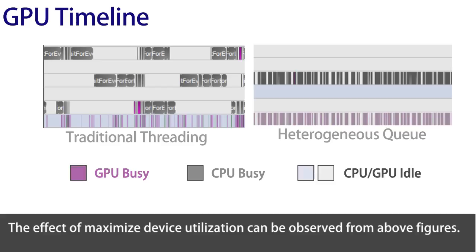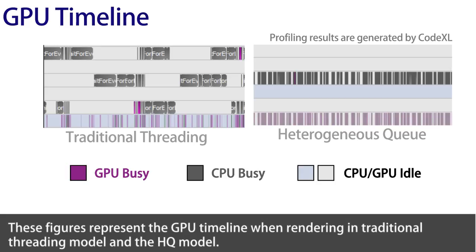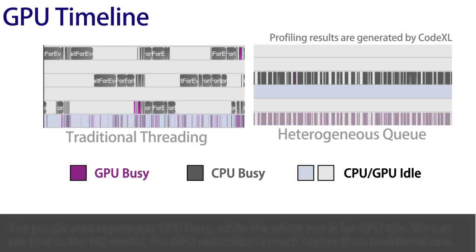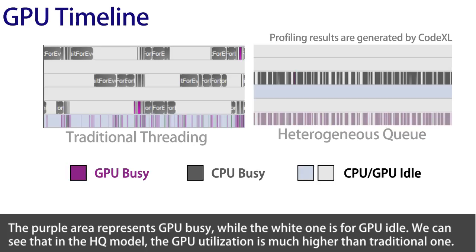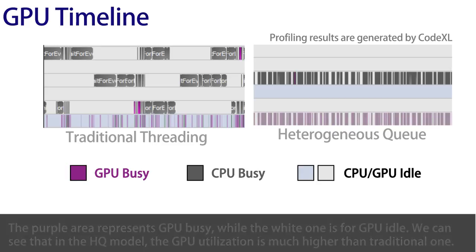The effect of maximized device utilization can be observed from the above figures. These figures represent the GPU timeline when rendering in the traditional threading model and the heterogeneous queue model. The purple area represents GPU busy, while the white one is for GPU idle. We can see that in the heterogeneous queue model, the GPU utilization is much higher than the traditional one.